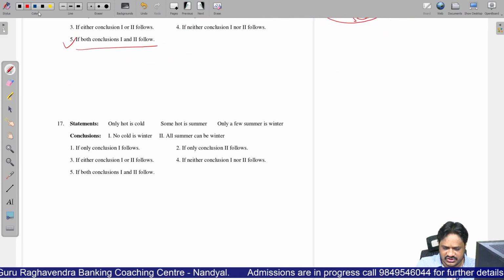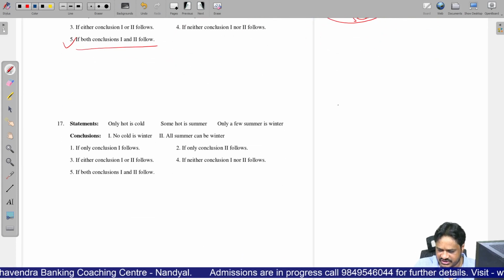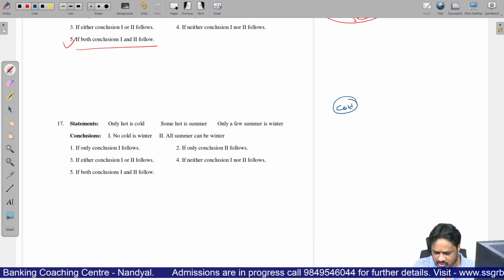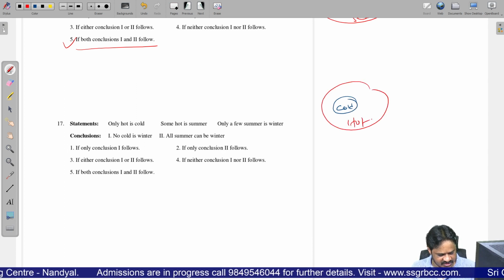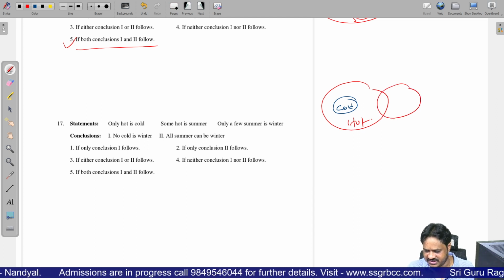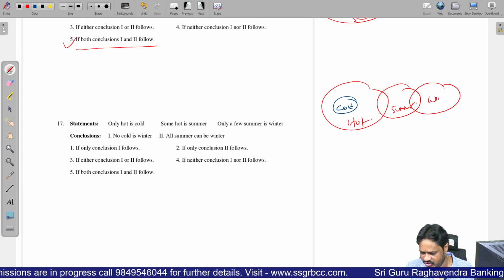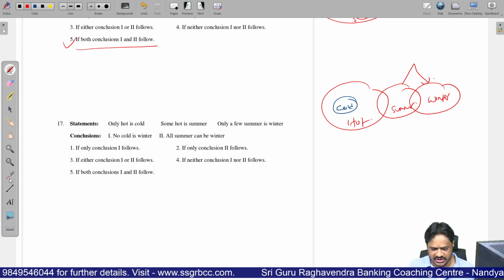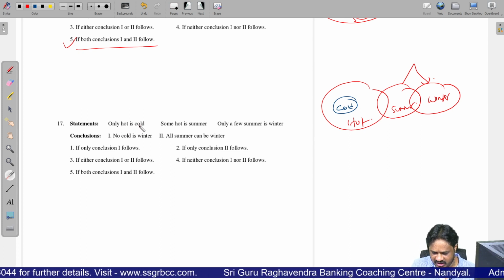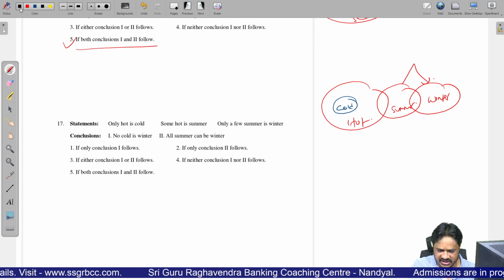Only hot is cold. Only hot is cold means all cold is hot. All cold is hot. The next one, some hot is summer. Next one, only few summer is winter. Now, no cold is winter. Here, only hot is cold means only hot should be cold. So, no winter is cold definitely follows.